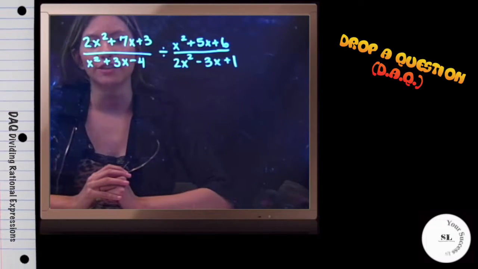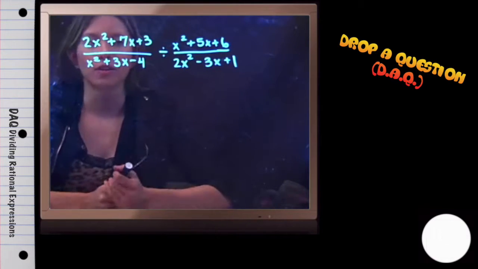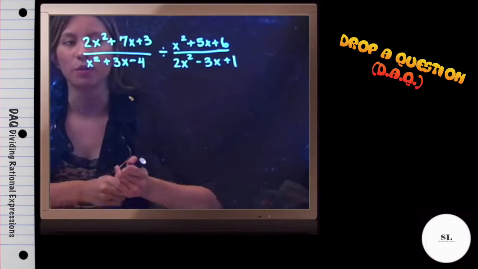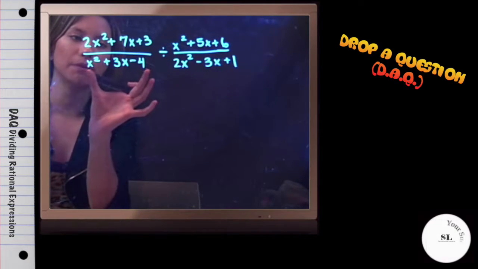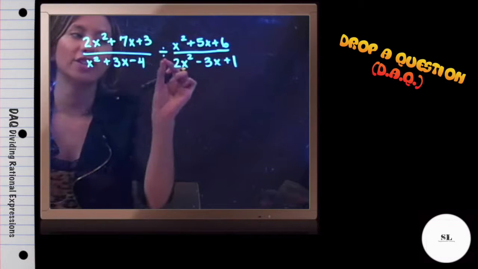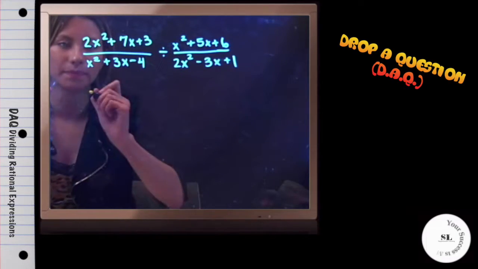So now for this question, we have two rational expressions that we're dividing. And so what I actually want to do is change it to a multiplication. When I change it to a multiplication, I'm going to keep the first fraction, change the division to a multiplication, and flip my second fraction.